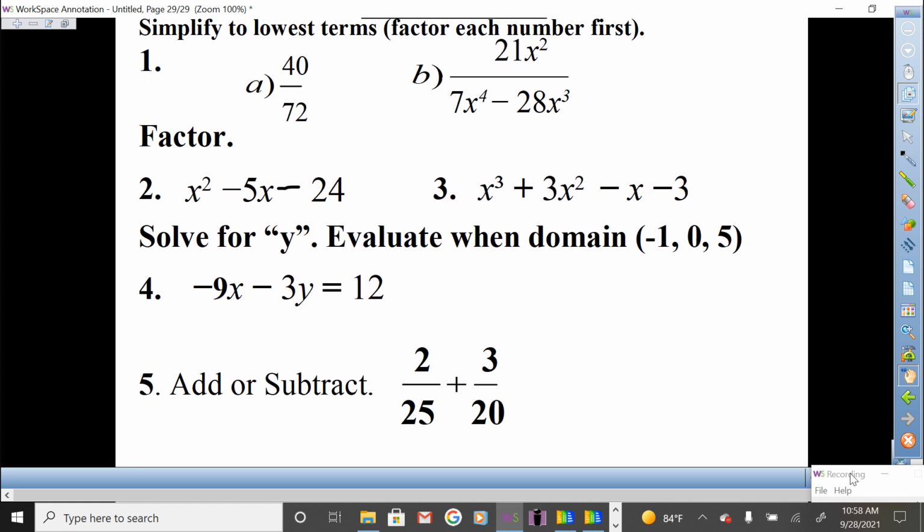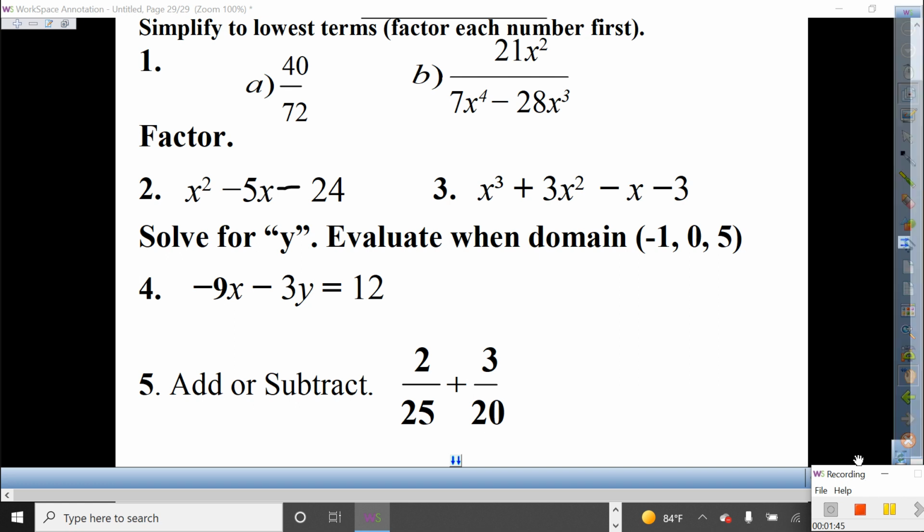Alright, I'll give you guys some time for that. Copy and go. It shouldn't take you more than what? 3 minutes, yeah? 4 minutes? What do you think, Brooke? 7 minutes? Alright, 5. Copy and go.